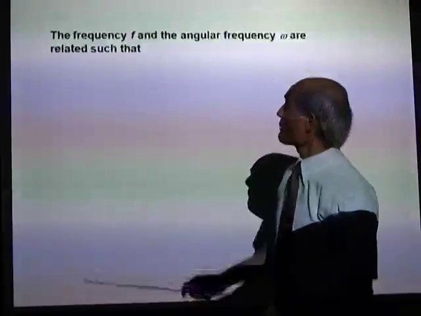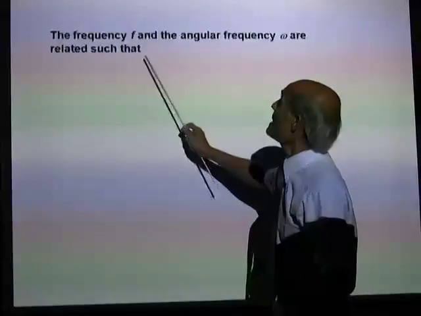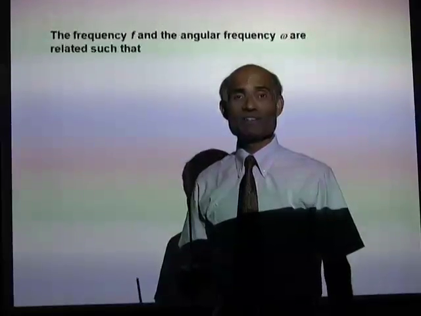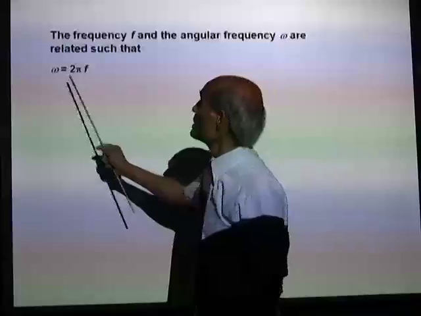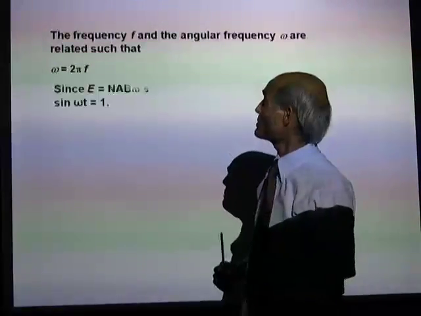Alright. The frequency f and the angular frequency omega are related. Can you tell me what the relation is? We have been talking about it from Physics 1. That relation is omega equal to 2 pi f. You cannot forget that relation.